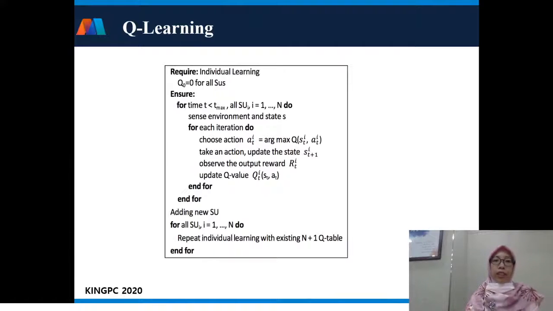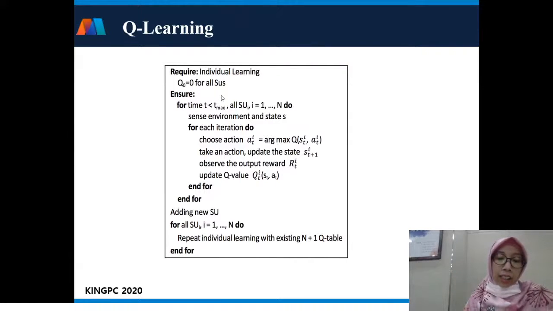And for the learning method, we use Q-learning, where the measurement taken by each secondary user during the first visit goes to the individual learning process. It performs the initial step at the beginning, where Ki is equal to 0 for all secondary users.